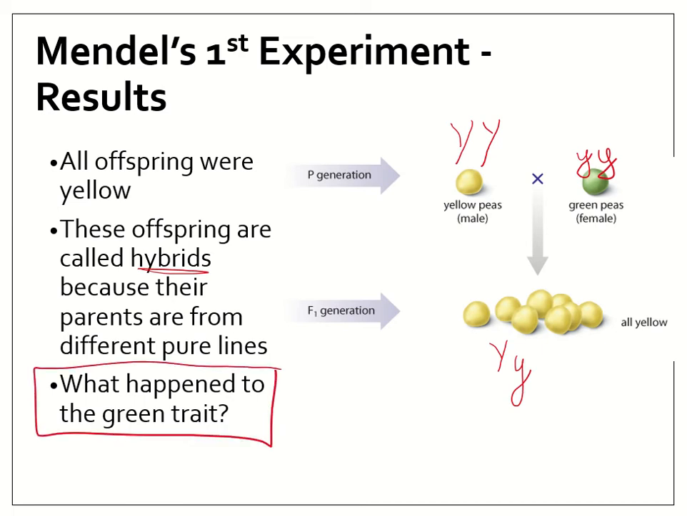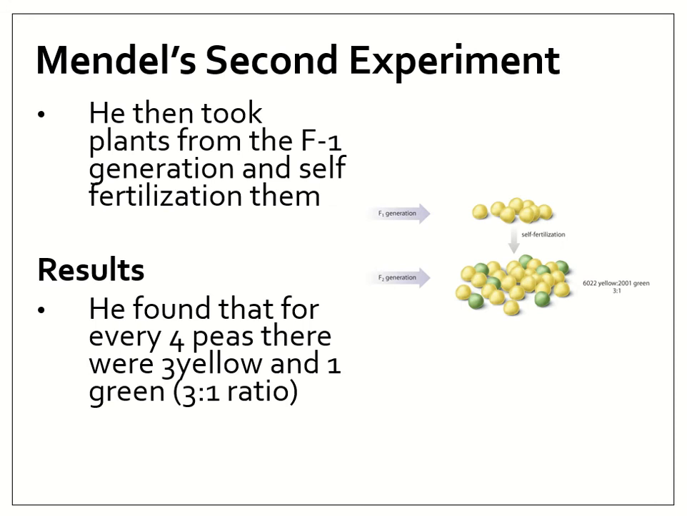Okay, so we had a green one. What happened to the green? It wasn't that the green pea plant just disappeared. It was that the yellow is dominant, so it hides that trait. So if you were to cross two F1 generations, what do you think might happen? So this is the result of his first experiment. Again, remember, the P generation means they're pure, so they're homozygous. F1 would be your heterozygous. And then from there, he takes two F1 generations, so my two parents are going to be heterozygous. And then all of a sudden, that green trait popped up again.